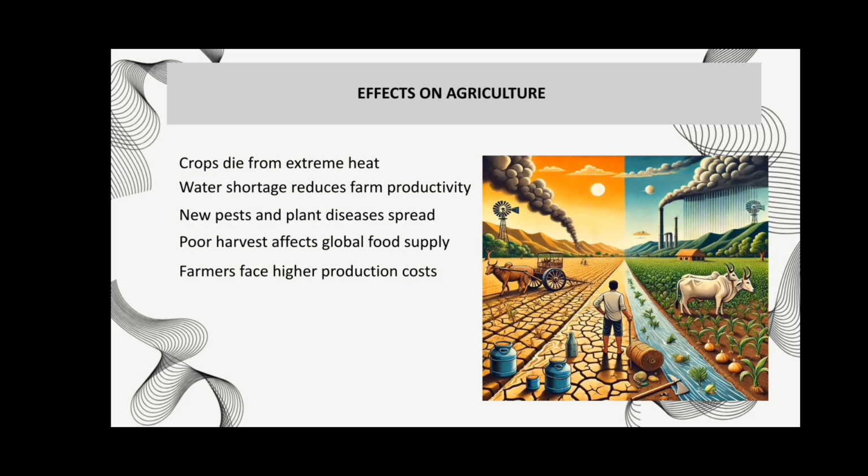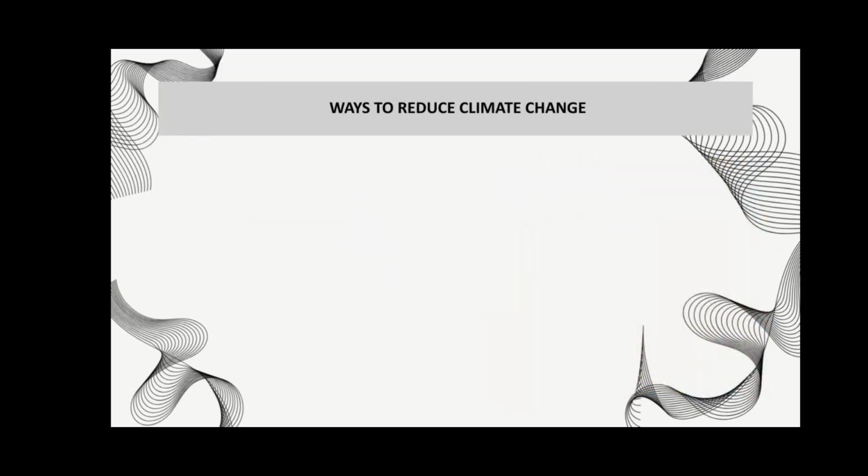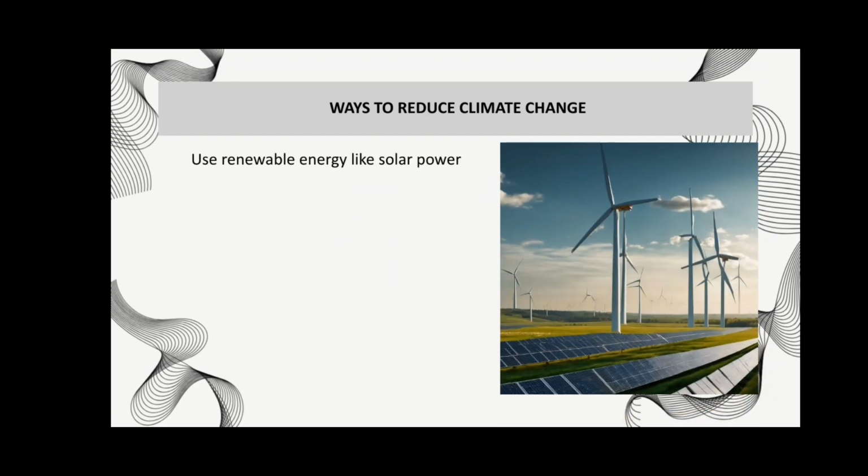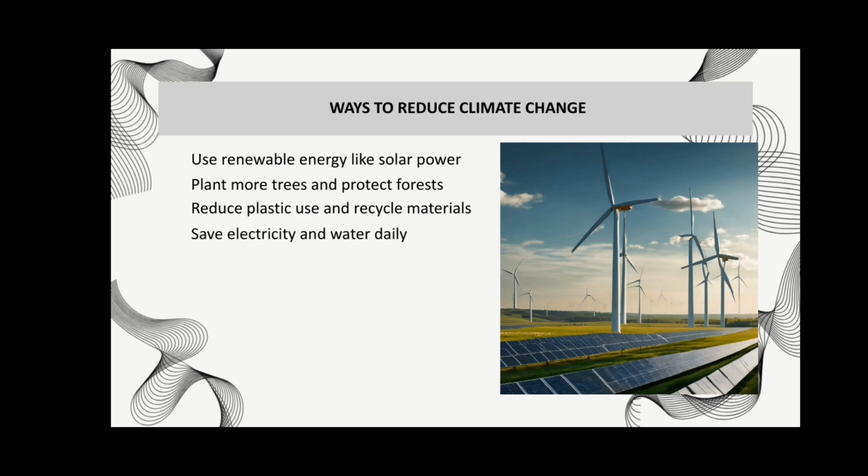Now let's discuss what we can do to reduce these effects. Ways to reduce climate change. Use renewable energy like solar power. Plant more trees and protect forests. Reduce plastic use and recycle materials. Save electricity and water daily. And lastly, support climate-friendly policies globally. We can all do our part to fight climate change.